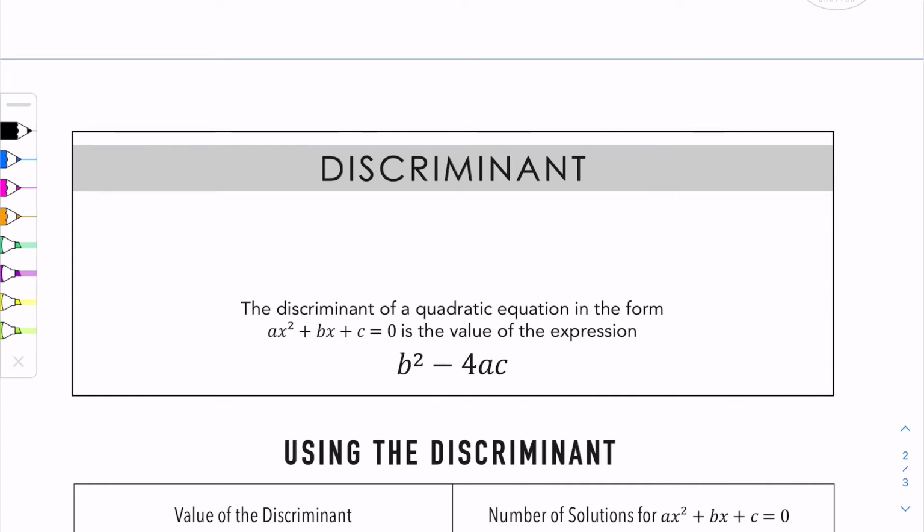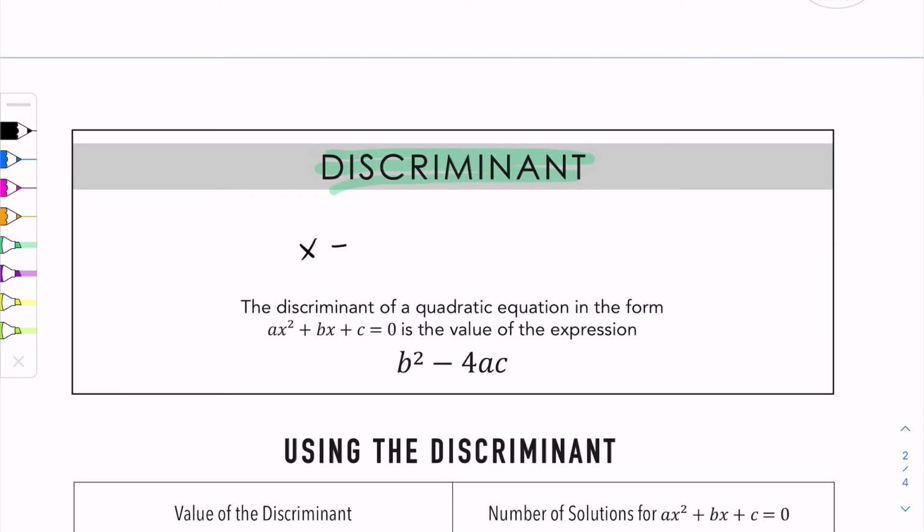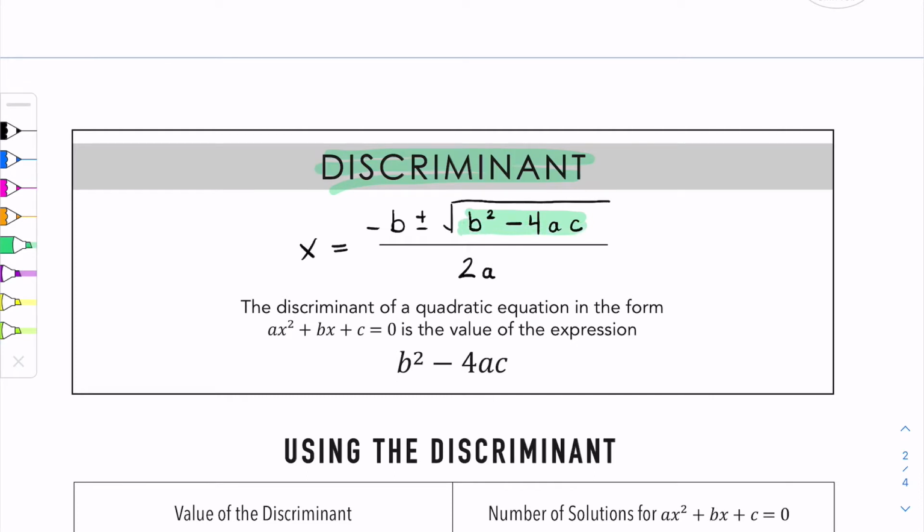Today we're going to go over the last part of the lesson 5 notes, and this is specifically talking about the discriminant. The discriminant is found within the quadratic formula. So the quadratic formula is x equals negative b plus or minus the square root of b squared minus 4 times a times c, all divided by 2 times a.